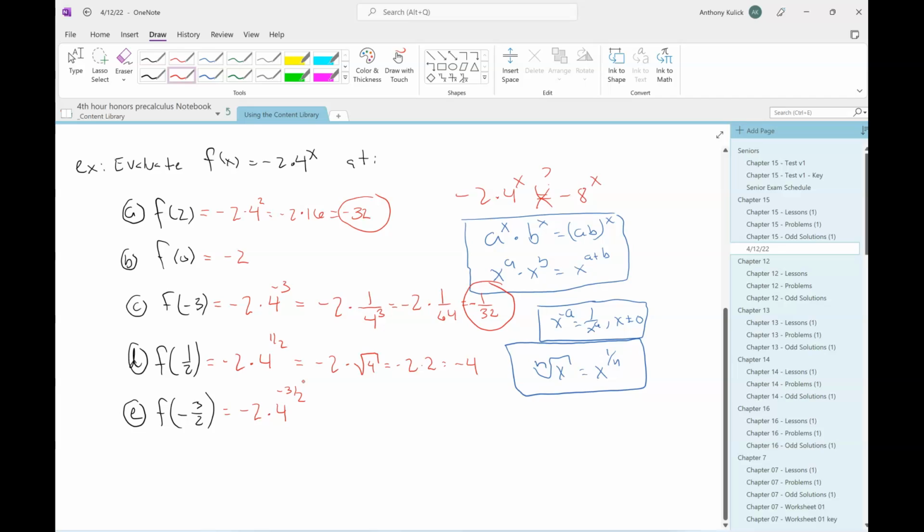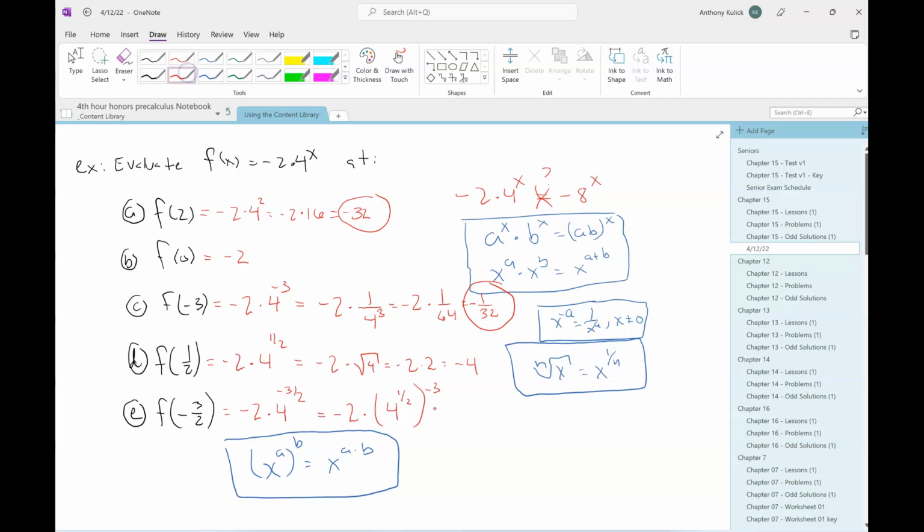What am I going to do with that? Well, this is the way you'd want to think about it. Three over 2 is the same thing as -3 times 1/2. And we know that the exponent of an exponent we multiply, so I can use that property kind of in reverse.